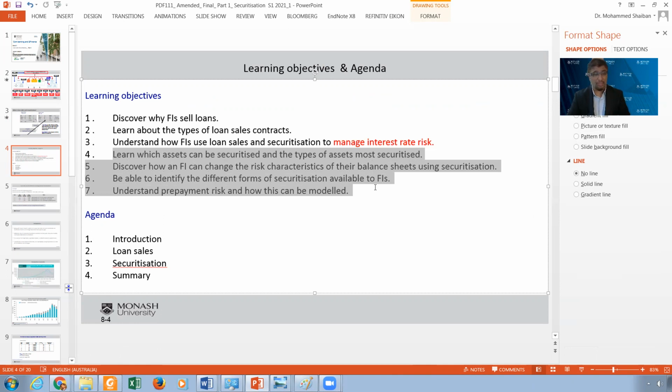As I told you, securitization and loan sales are almost the same, if you look at them from the perspective of moving the loans from my balance sheet. It's just the way we do it that is different. Having said that, if you look at my agenda, after the introduction, we'll talk about loan sales. Then the second part, we talk about securitization, and we'll finalize and summarize this lecture.